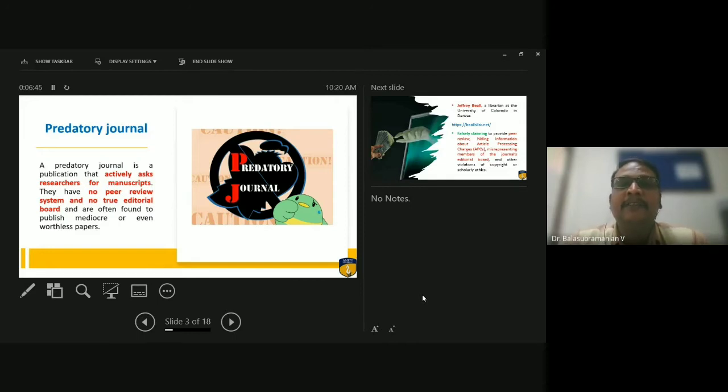It will reach 3 reviewers, or it may be up to 5 reviewers. It depends on the journals. Even for Nature or Science, they will send it to 5 reviewers, because they are maintaining some standard. But predatory journals don't have any standard. Then after submission, in the peer reviewing, they will give some comments.